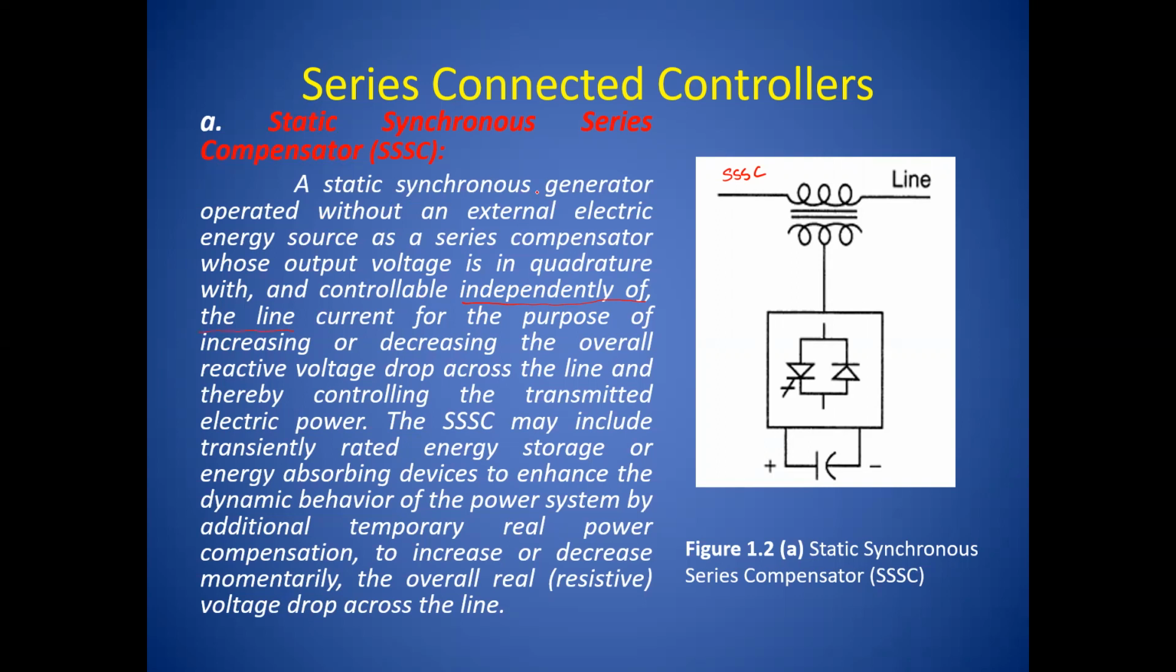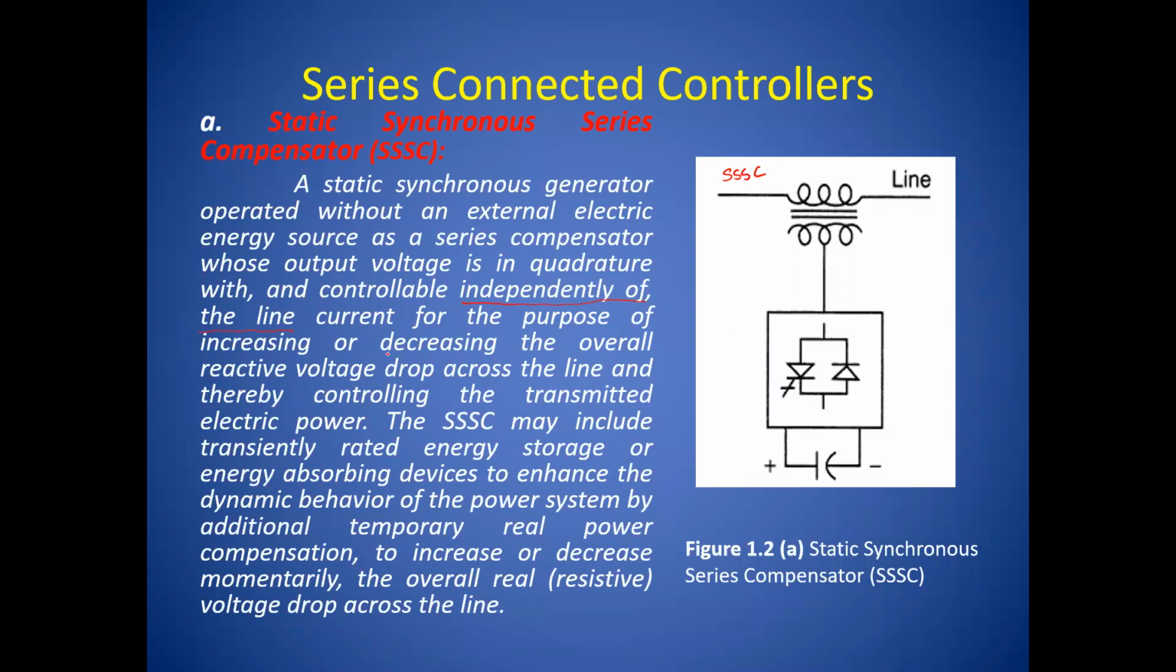Okay, so a static synchronous series compensator operates without an external electrical energy source, as a series compensator whose output voltage is in quadrature with the line current. Then it is possible either to consume or deliver a reactive component, and hence control, independent of the line current, for the purpose of increasing or decreasing the overall reactive voltage drop across the line. So this is the one important point.